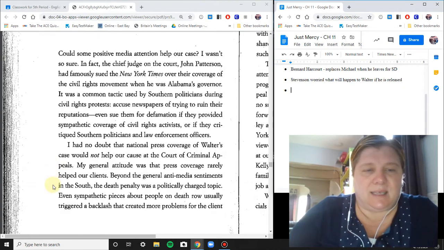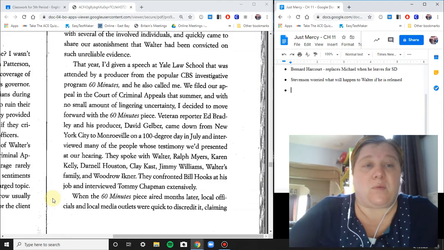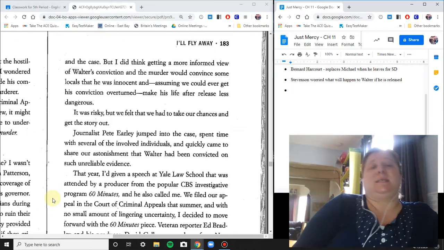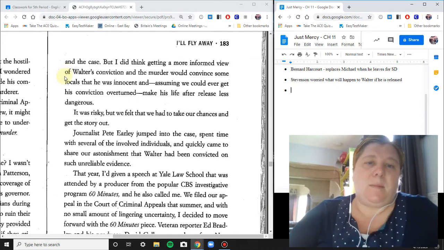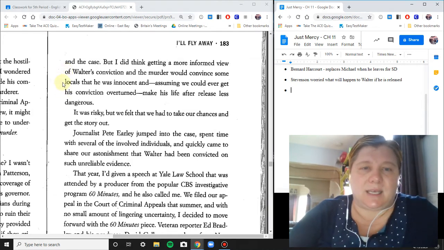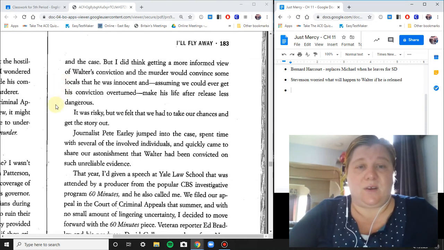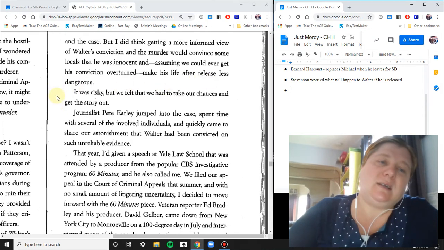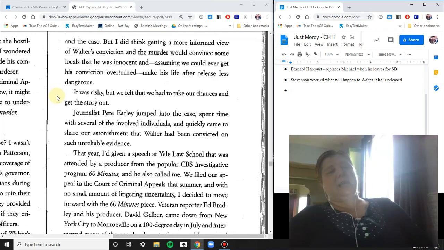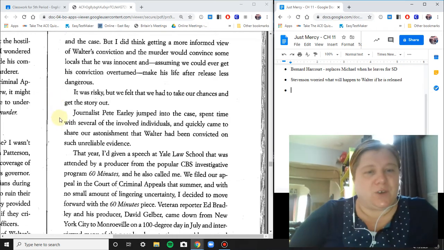Beyond the general anti-media sentiments in the South, the death penalty was a politically charged topic. Even sympathetic pieces about people on death row usually triggered a backlash that created more problems for the client and the case. But I did think getting a more informed view of Walter's conviction and the murder would convince some locals that he was innocent, and, assuming we could ever get his conviction overturned, make his life after release less dangerous. It was risky, but we felt we had to take our chances and get the story out.